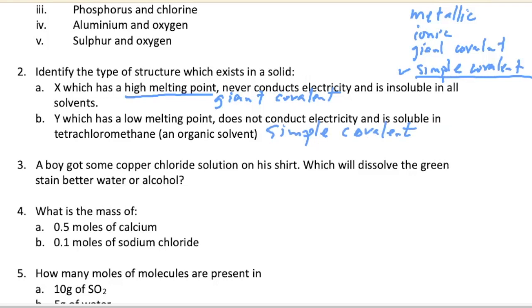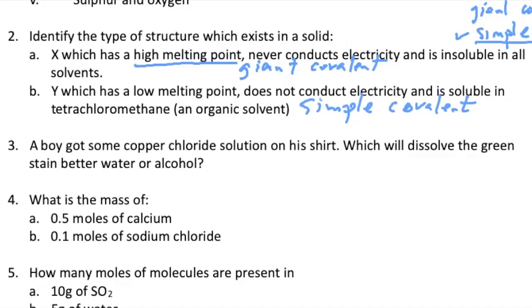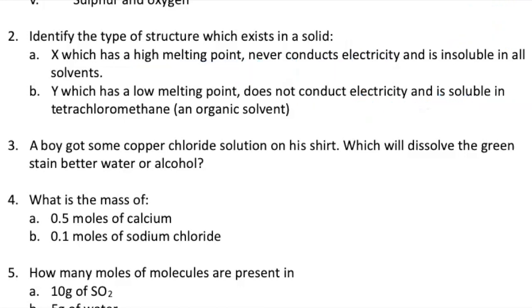And then we have this one now. A boy got some copper chloride solution on his shirt. Which will dissolve the green stain better, water or alcohol? Now the question to ask yourself is, what kind of compound is copper chloride? CuCl2. Now we see copper there, which is a metal, and chlorine, which is a non-metal. So we know this is an ionic substance. And one thing we know about ionic substances is that they dissolve in water.